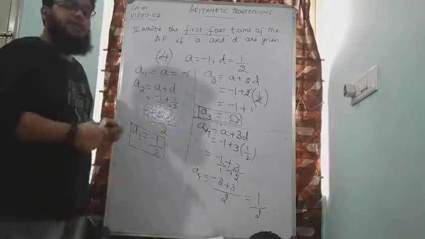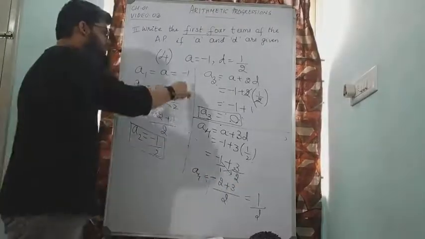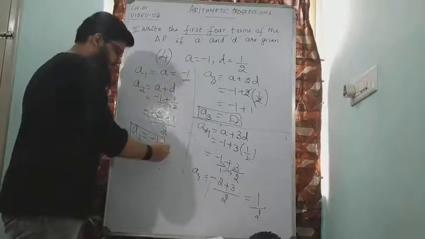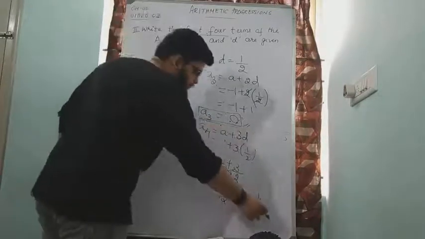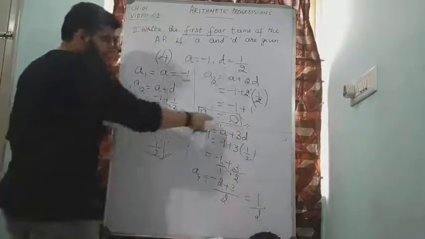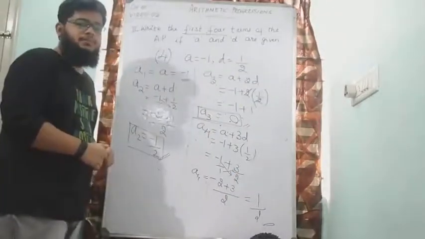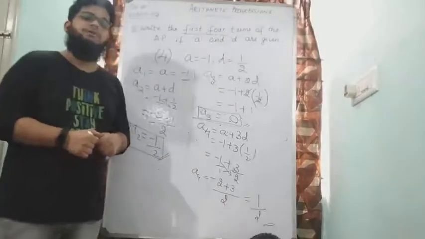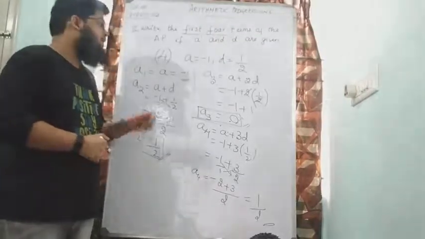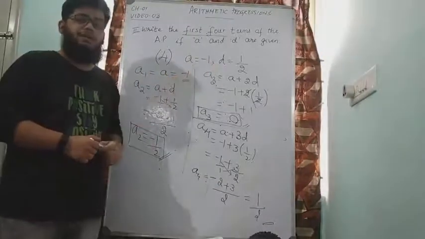So you can now tell that the four terms of this AP are minus 1, minus 1 by 2, 0 and 1 by 2. Please write the conclusion. I hope you have understood how to find out the first four terms of the AP when A value and D value are given to us.